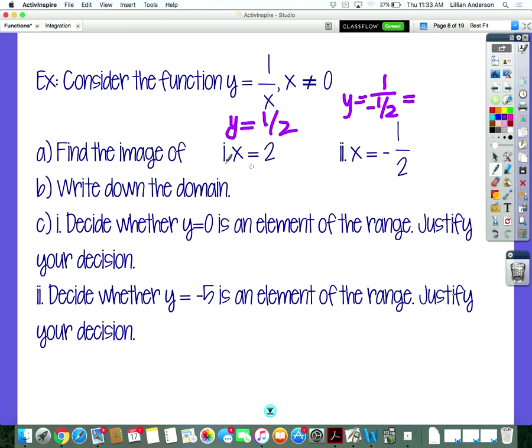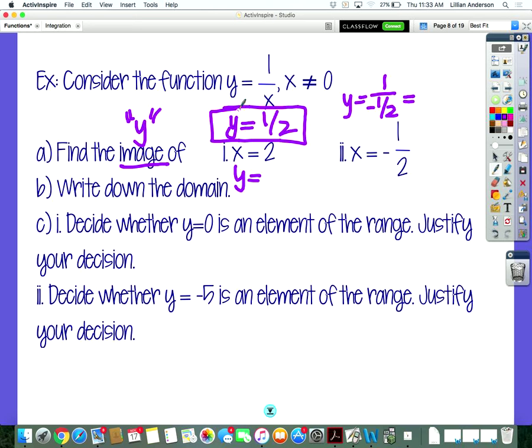So, when you're finding the image, you're looking for the y. That's what you're looking for. So you're basically taking each of these x's and plugging it in. When you plug in x here, it's going to be 1 over 2. So that's your answer. Here's your other x value. You're going to plug it in. It's going to be 1 over a negative 1/2.